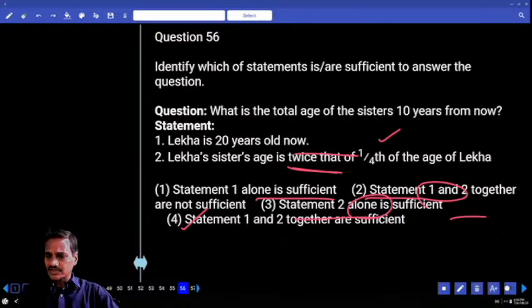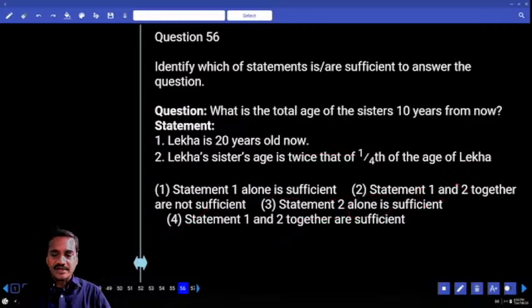And what is the total age of the sisters 10 years from now? 10 years from now. Then statement. Now it is based on that Lekha is 20 years old now. Any information on that? And is it sufficient here? No. The next one. And Lekha's sister's age is twice that of 1/4 of Lekha's age. Now total age of the sisters 10 years from now. Then tell me what is the answer in this case?